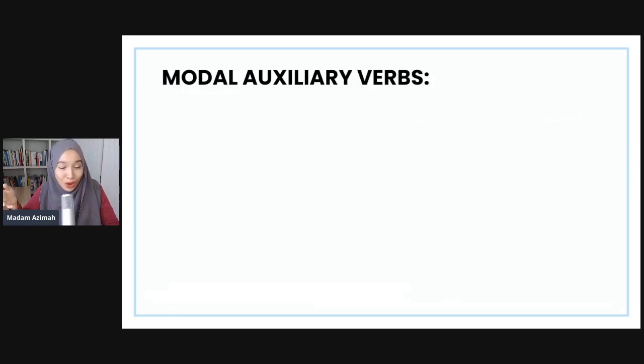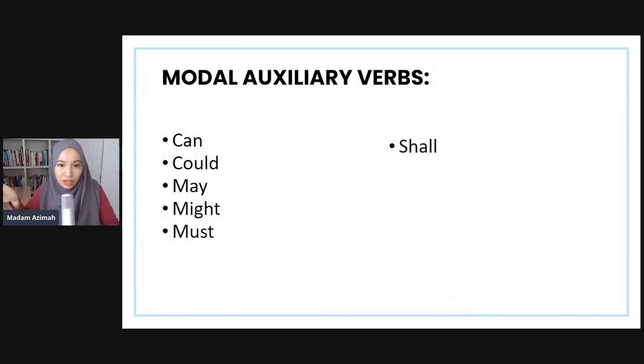There are also what we call modal auxiliary verbs. Sometimes it's just known as modal verbs. Okay, modal auxiliary verbs are verbs that are used to ask questions or to ask for possibility or permission or ability. So we have these ones. Okay, can, could, may, might, must, shall, should, will, and would.